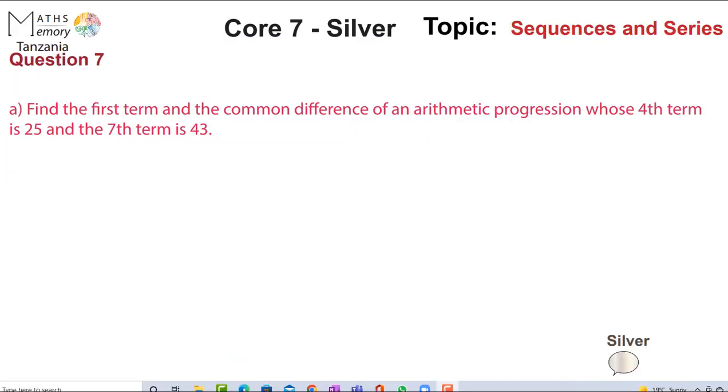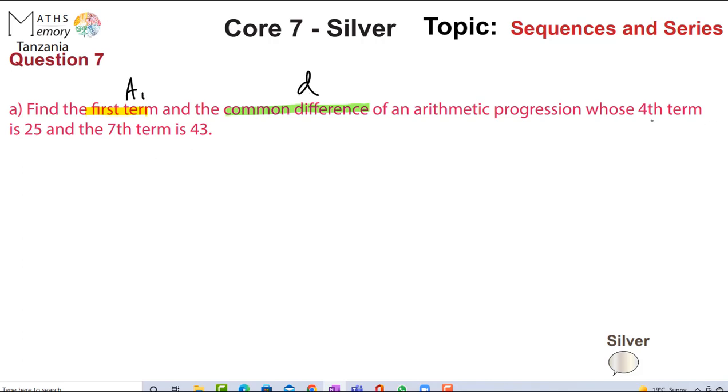Question 7, Core 7 Silver, Sequences and Series. Press pause, write this question down, press play when you have found out A, the first term, and D, the difference. In this question, we're dealing with 2 different terms within the arithmetic series, and we're trying to equate them to find out A and D respectively. First term, and let's call D the green one over here. This one signifies A1, and this one is D over here.